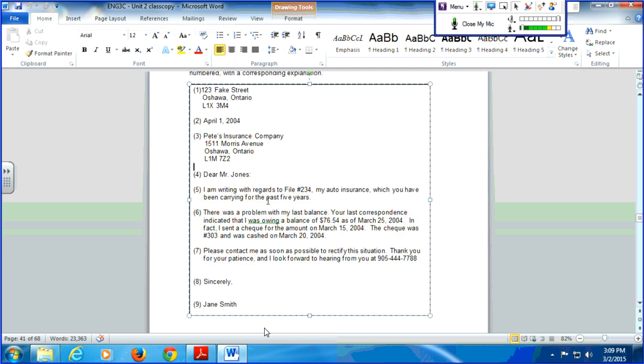Paragraph 6 looks at just the extra details. So what are the extra details that go along with that? So this is looking at how the problem is car insurance, and they said they didn't pay, and he did. And then our number 7 is our last paragraph. That looks at how you want this to end. What action do you want the person who receives this letter to take? What action do you want to happen?